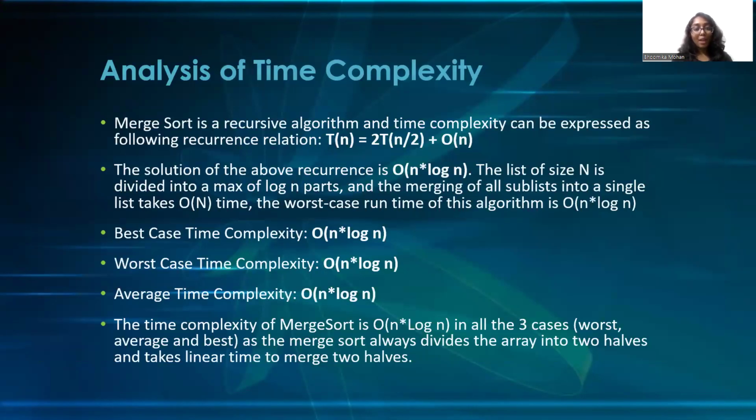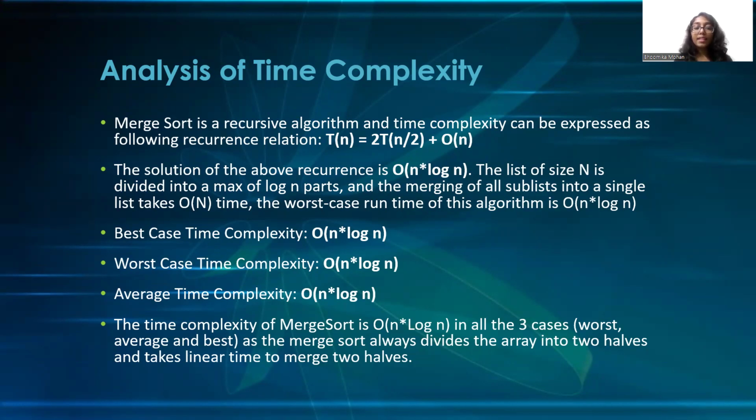Coming to analysis of time complexity, merge sort is a recursive algorithm, and time complexity can be expressed as the following recurrence relation, that is T(n) equals 2T(n/2) plus O(n). The solution of the recurrence is O(n log n). The list of size n is divided into a max of log n parts, and the merging of all sublists into a single list takes O(n) time. The worst case runtime of this algorithm is O(n log n).